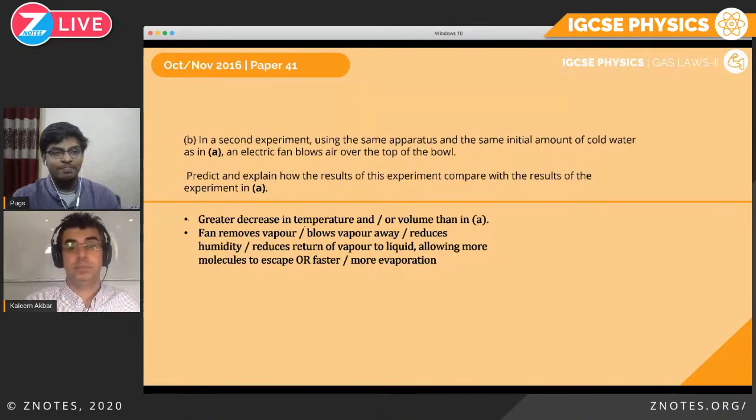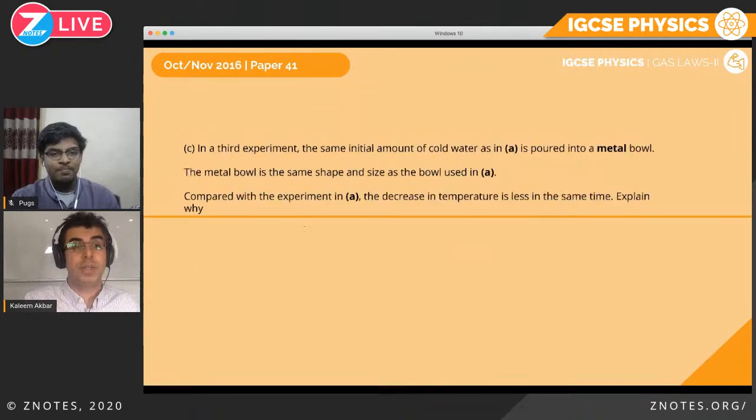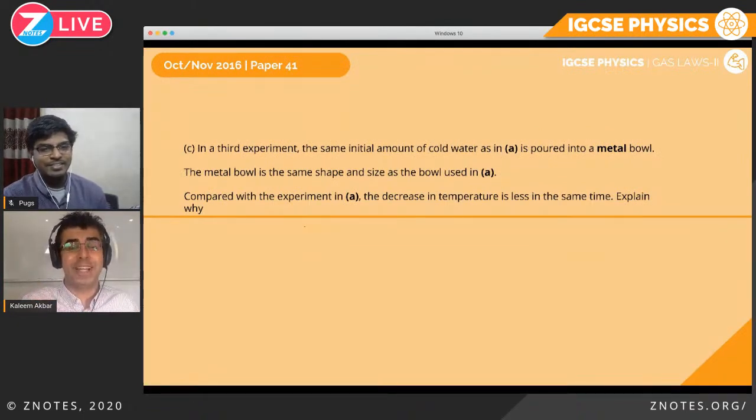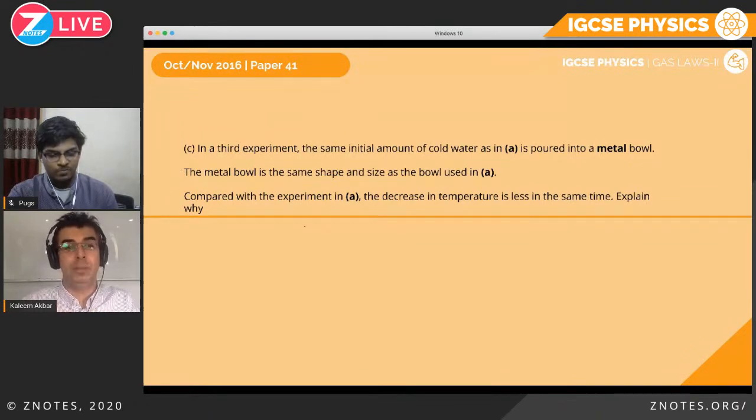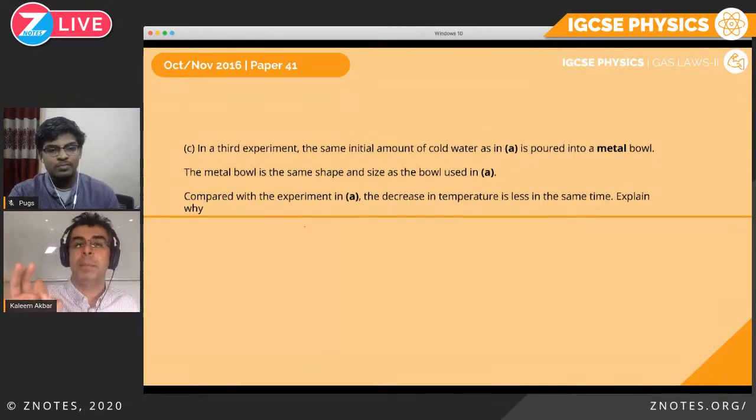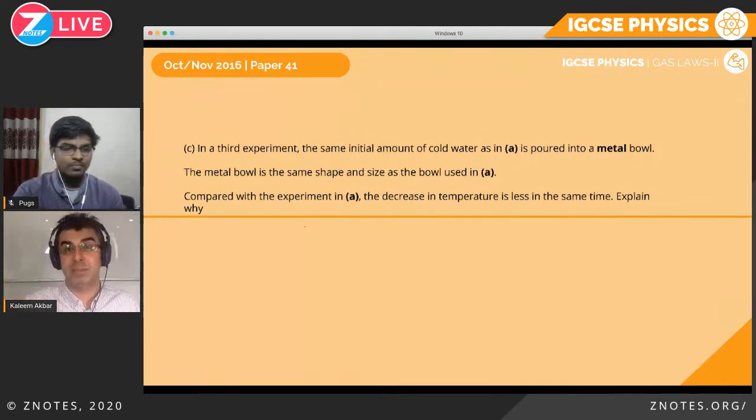Let's crack on. So next one, a third experiment, the same initial amount of cold water. Now look at all these experiments. They're treating it like we did gas laws. They're only changing one thing at a time. So same initial amount of cold water, poured into a metal bowl this time. The metal bowl is the same size and shape as the bowl used in A. See that? They keep everything the same, but this time they've only changed the fact that it's metal. One variable at a time, guys, okay? That's how we do experiments.